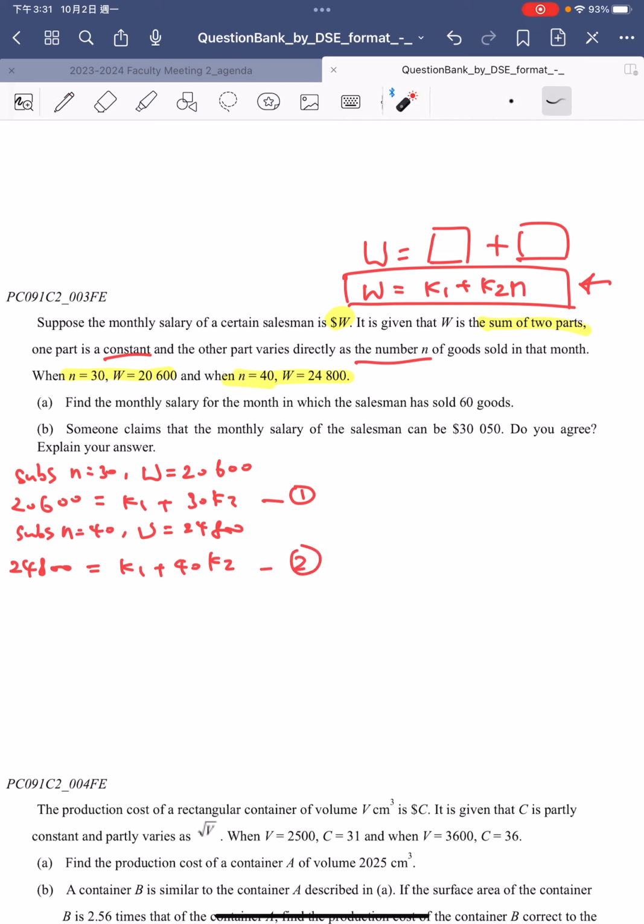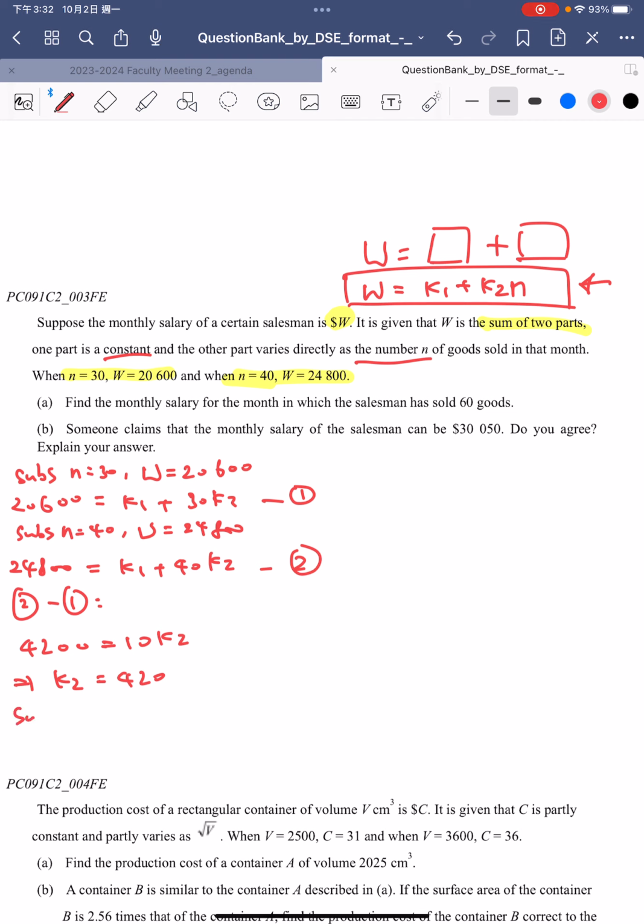So now we have seen that the k1 are here, so we can use the second equation minus the first equation. We can use this 24,800 minus this 20,600 to get 4,200. And k1 is being eliminated, so what we have on the right hand side is 40 k2 minus 30 k2 to give you 10 k2, and dividing by 10 on both sides, we can say that k2 is equal to 420.